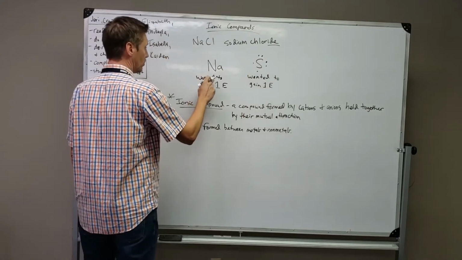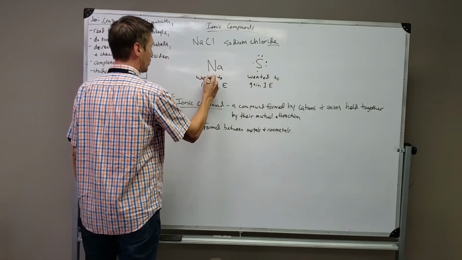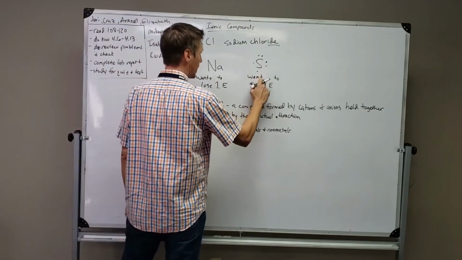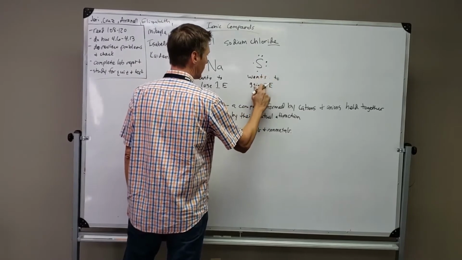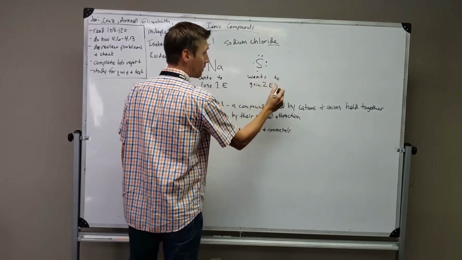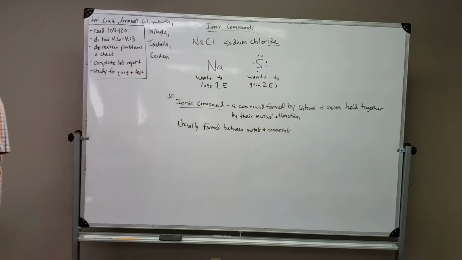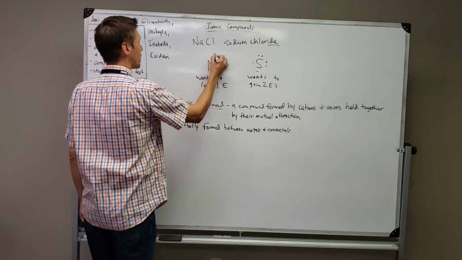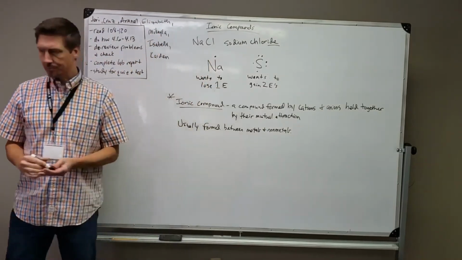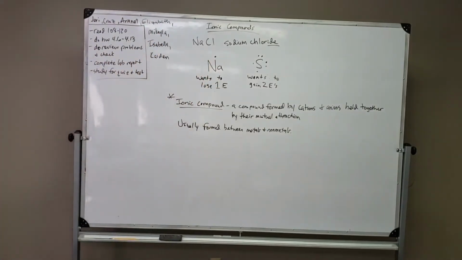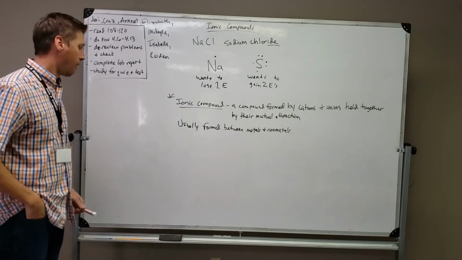So this wants to lose 1 electron. This guy here wants to gain how many? 2, right? It's got 6. It needs 8 to be ideal. So it wants to gain 2. Let's put his electron back. Well, now we have a problem, right? Because sodium only has 1 to give up. Sulfur needs 2 to be ideal.